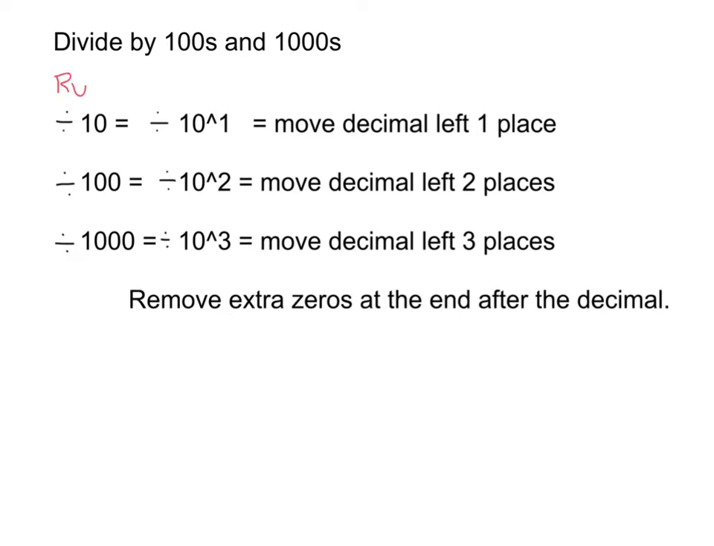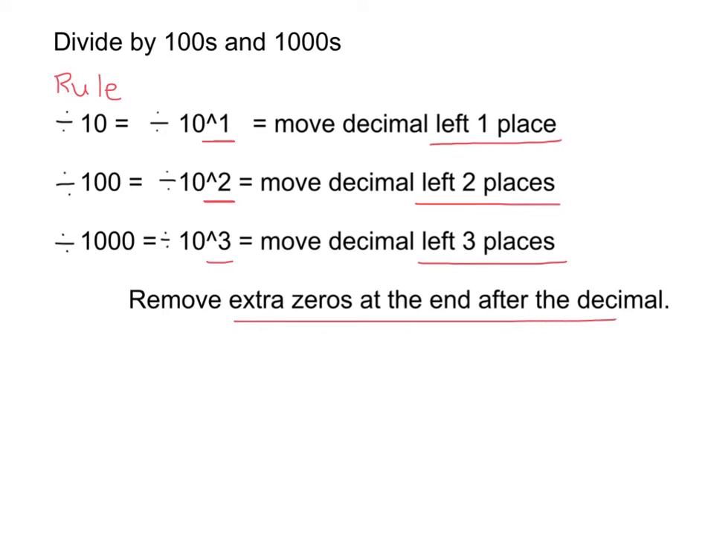The rule for dividing by 10, because it was 1 power of 10, was to move the decimal left one place. Well, today when we divide by 100, which is 10 to the second, so 2 powers of 10, we'll move the decimal left 2 places. 1,000 is 3 powers of 10, 10 times 10 times 10, so the decimal will go left 3 places. If there's any extra zeros at the end after the decimal, they can be removed.